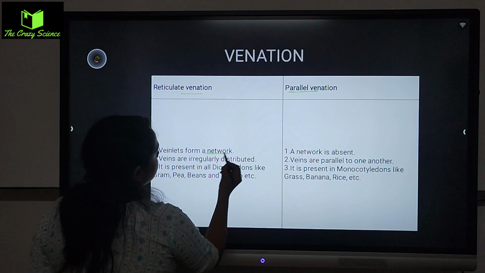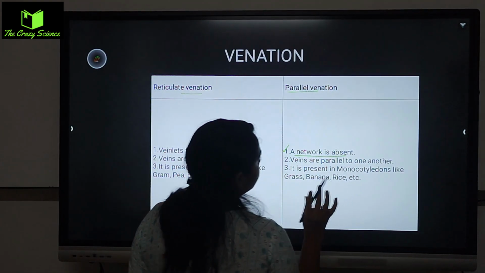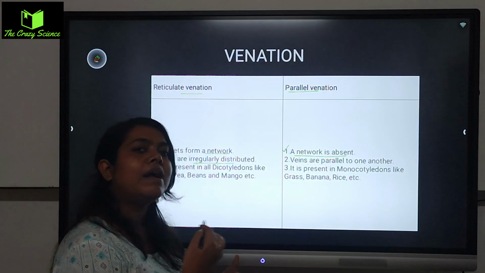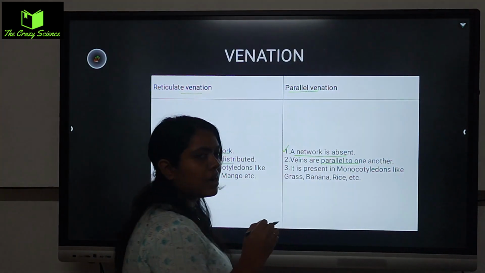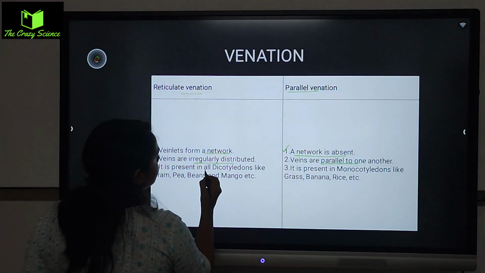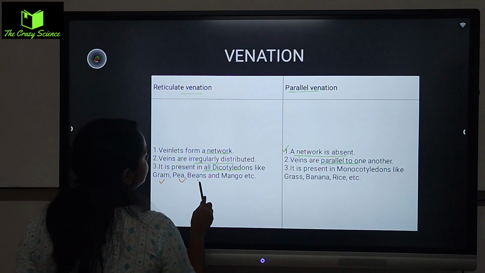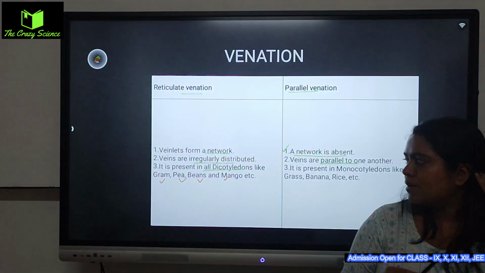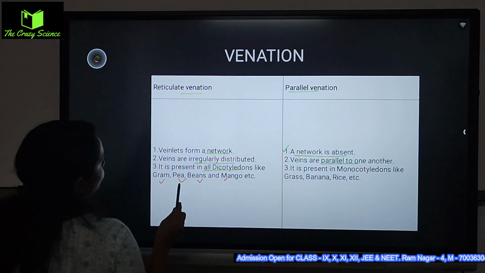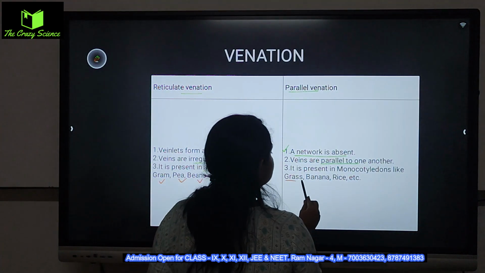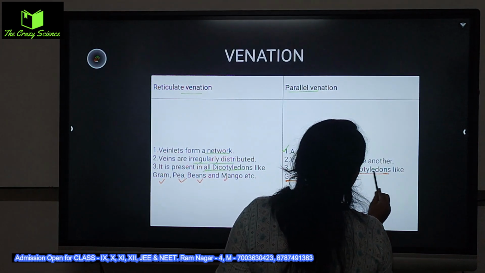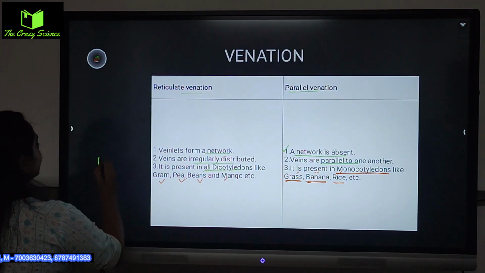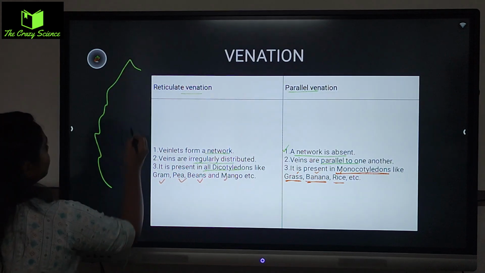First one, veinlets form a network, and in the other the network is absent. Parallel, no network is there. Here there is a network. Veins are irregularly distributed, meaning there is no regular or parallel arrangement, but here the veins are parallel to one another. এখানে ভীষণ beautiful থাকে reticular. It is present in dicotyledonous plants like gram, pea, beans and mango. Just imagine the mango leaf. Mango leafটা যেরকম ভাবে থাকে বা gram, peas, beans যাদের leafটা এরকম ভাবে থাকে, this is called reticular, and parallel is present in monocotyledonous plants like grass, bananas and rice. Monocotyledonous plants like grass, bananas and rice, you will get to see this. And the reticular, like this kind of flower you will see.